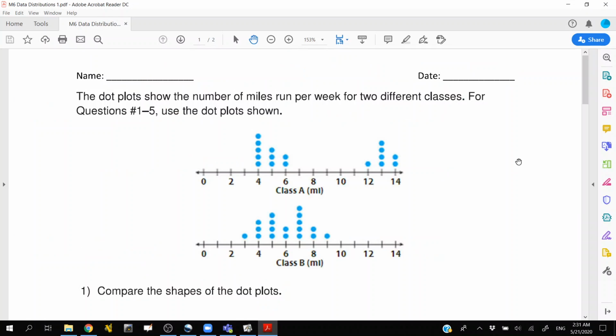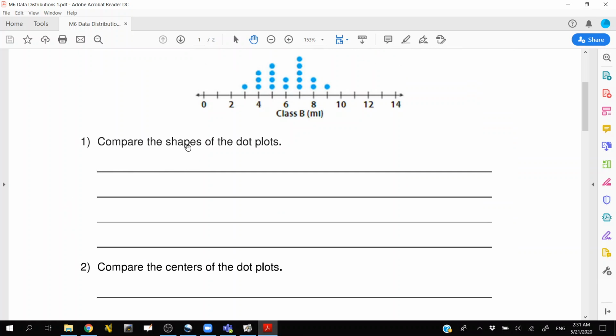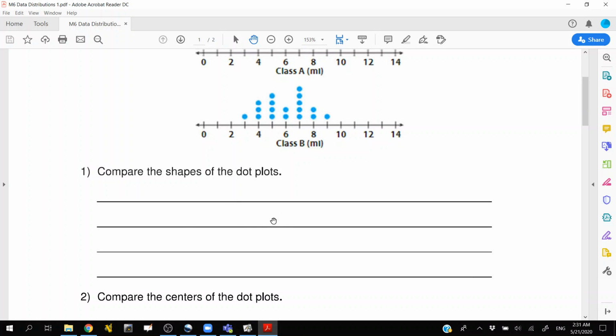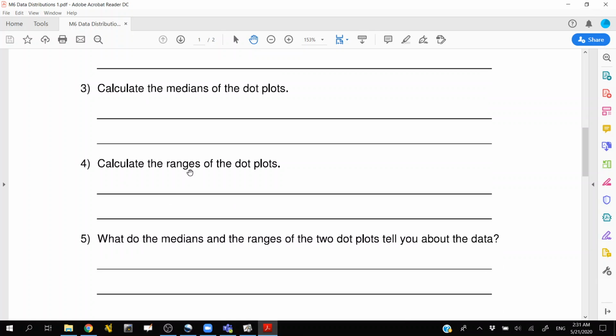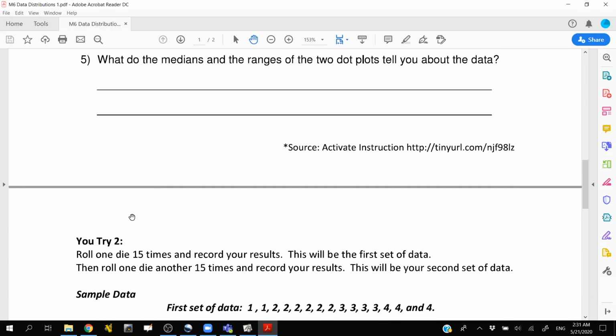So let's go ahead and look at your assignment. We're going to give you some dot plots in a context of running per week. We haven't talked about shape of data, but we're going to soon, and you can go ahead and answer this. These have very different shapes, these data. So tell me about it. Compare the center. Well, center, if we just say center, use the mean. Calculate the median, great. The range, you know that. What do the median and range tell you about the data? Well, answer that.